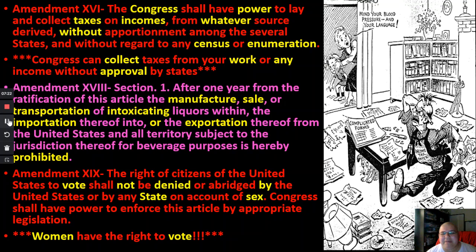The 19th Amendment says the right of citizens of the United States to vote shall not be denied or abridged by the United States or any state on account of sex. Congress shall have the power to enforce this article by appropriate legislation. Now, what they mean by sex, because at this time in the 1920s, girls didn't have the right to vote. You could not deny someone because of their race, and now you can't deny them because of their boy or girl. So now women have the right to vote.